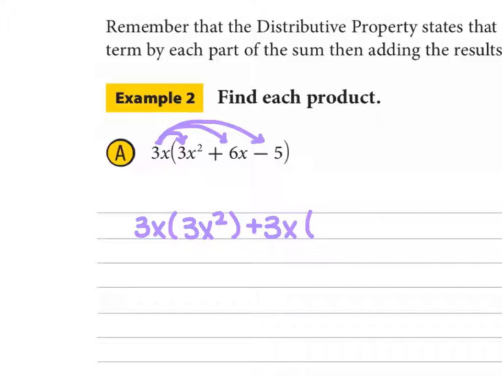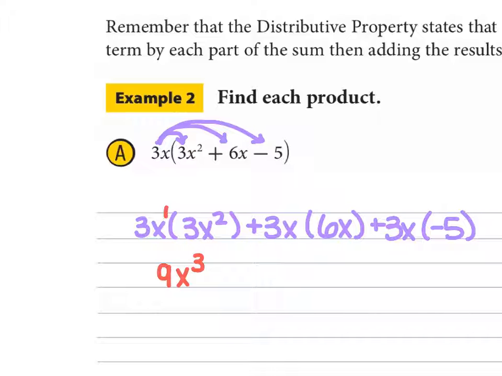Then that next term is a positive 6x. So we're going to just put the 6x down, and then again, we have that positive 3x times now a negative 5. So the sign that's in front of the 5 will stay with the 5 and make it negative 5. So the 3x times 3x squared, 3 times 3 is 9. The x has an invisible exponent of 1. So 1 plus 2 is 3, so that's 9x cubed.